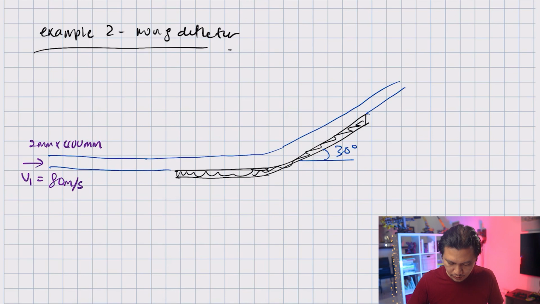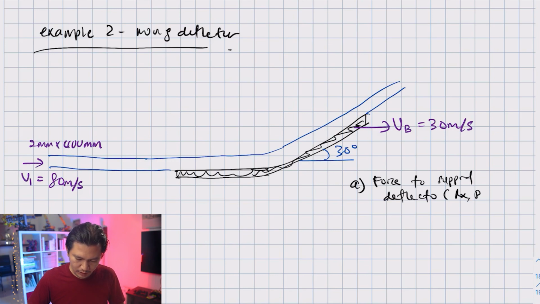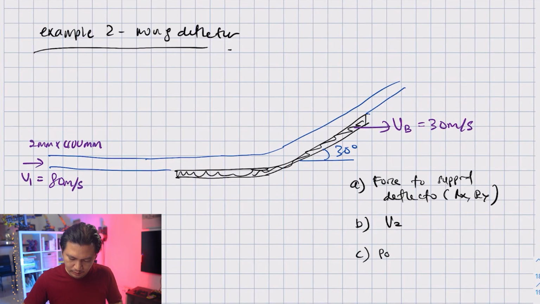This deflector is moving to the right. This is the velocity of the body, which is 30 meter per second. Now, the question is asking for A, the force that's needed to support the deflector. So, this is Rx and Ry. B, the question is asking for V2. Remember, we're going to end up with VR2, but the question is asking for V2. And C is the power generated by the vane.